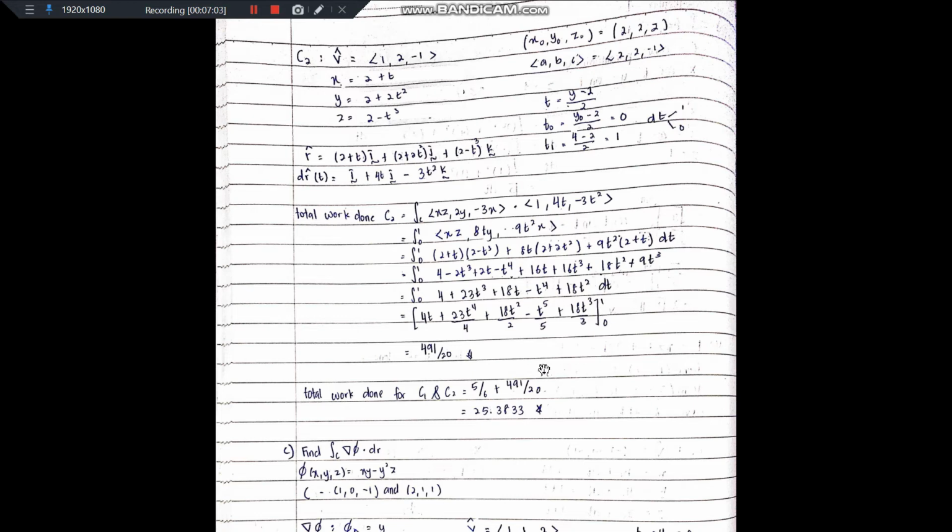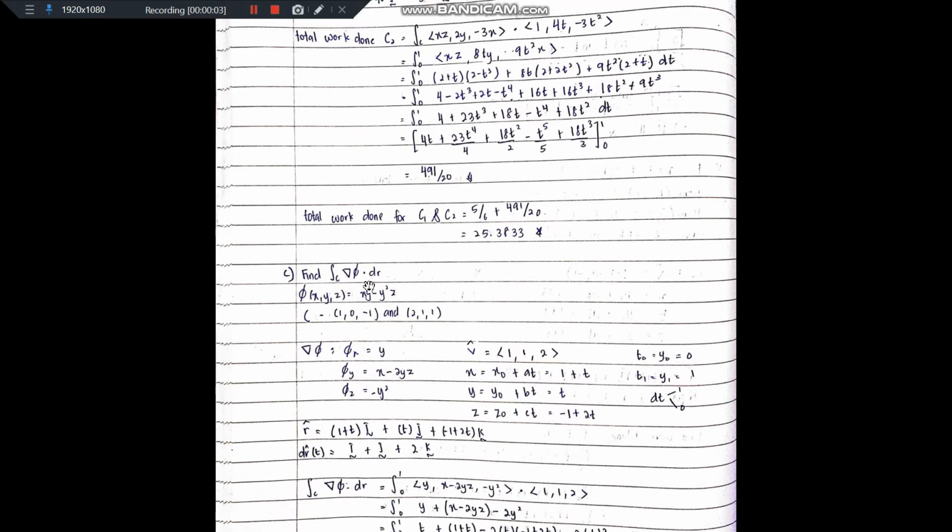We integrate, and then we get that the total work done for line segment 2 is 491/20. So for the total work done for both line segments, we have to add them, and then we get that the total work done is 25.3833.